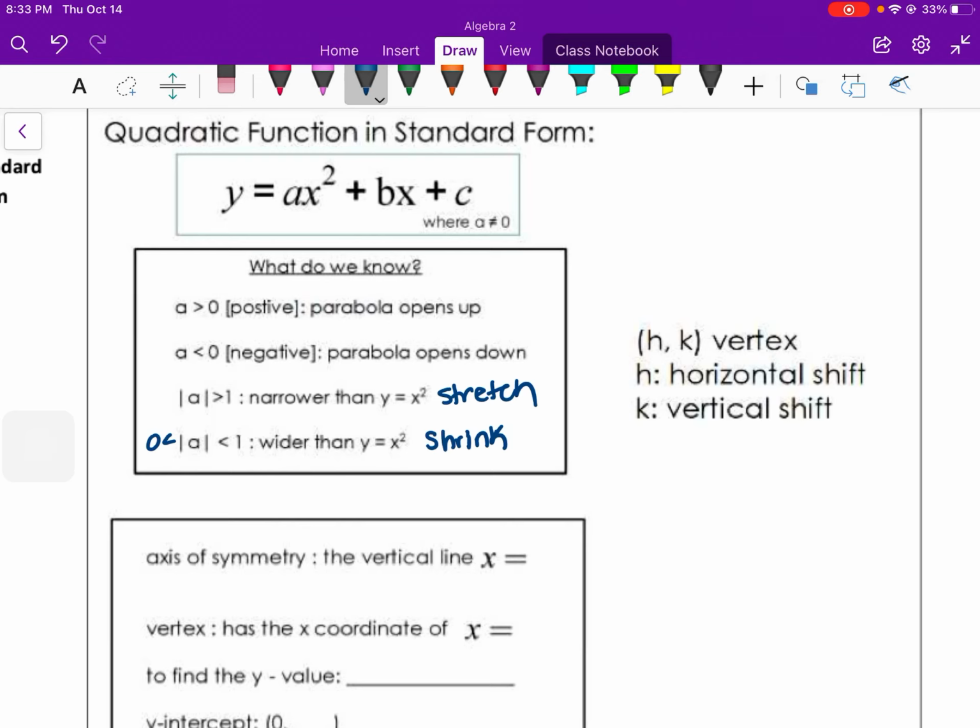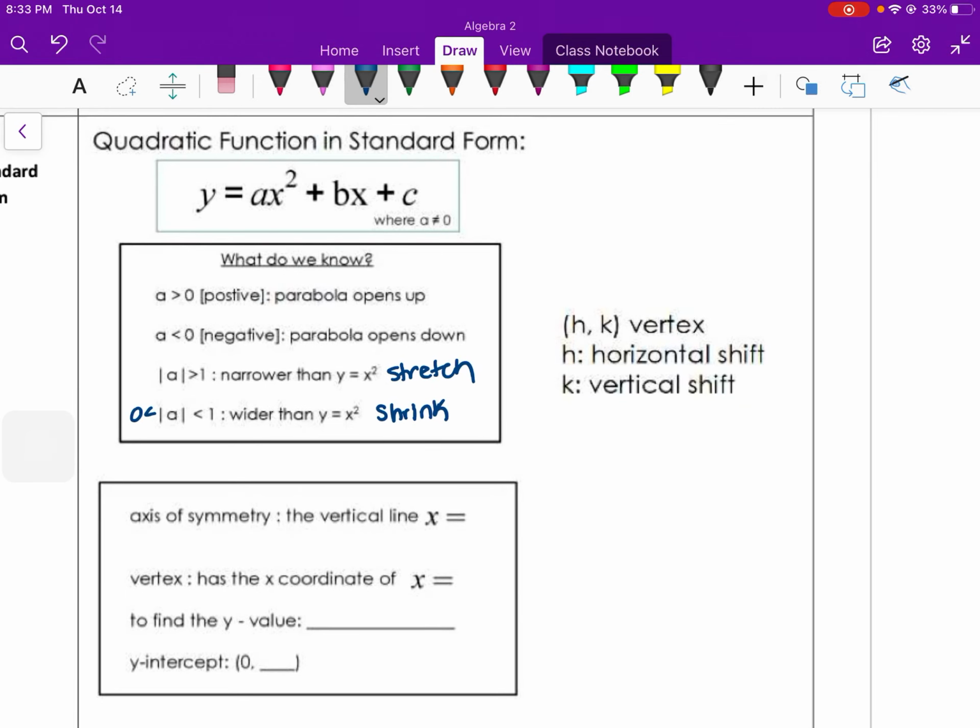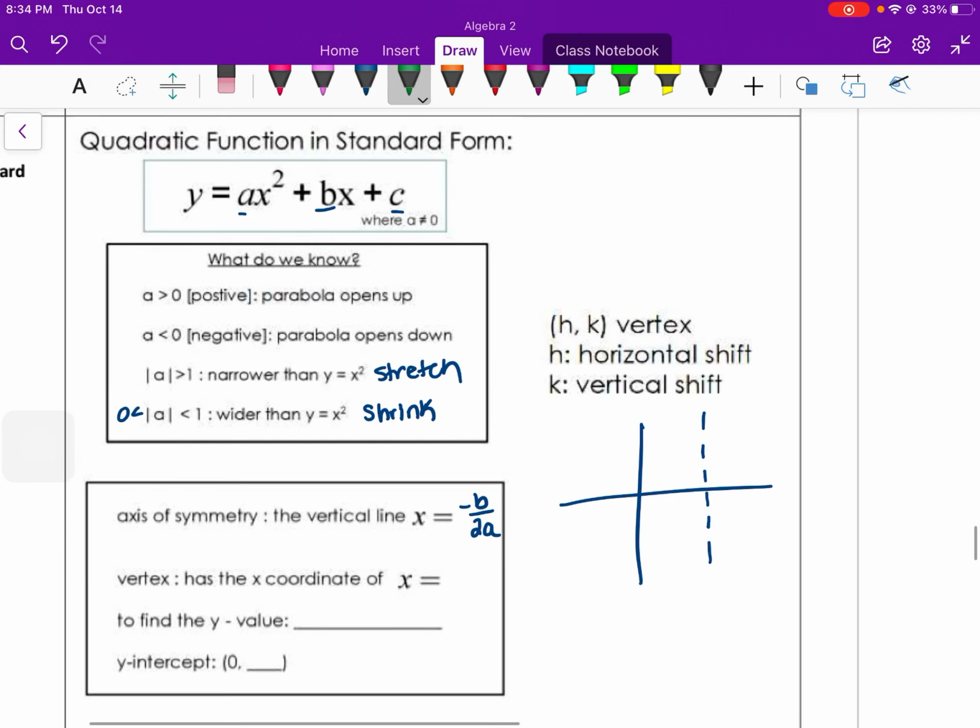Okay, in standard form, we can find the axis of symmetry using the equation x equals negative b over 2a. So that's using the a, b, and c from the standard form equation. So you take the opposite of b and you divide it by twice the value of a, essentially. And then that gives us our axis of symmetry. Since our vertex lies on that axis of symmetry somewhere, the x coordinate of the vertex has the same value of negative b over 2a.